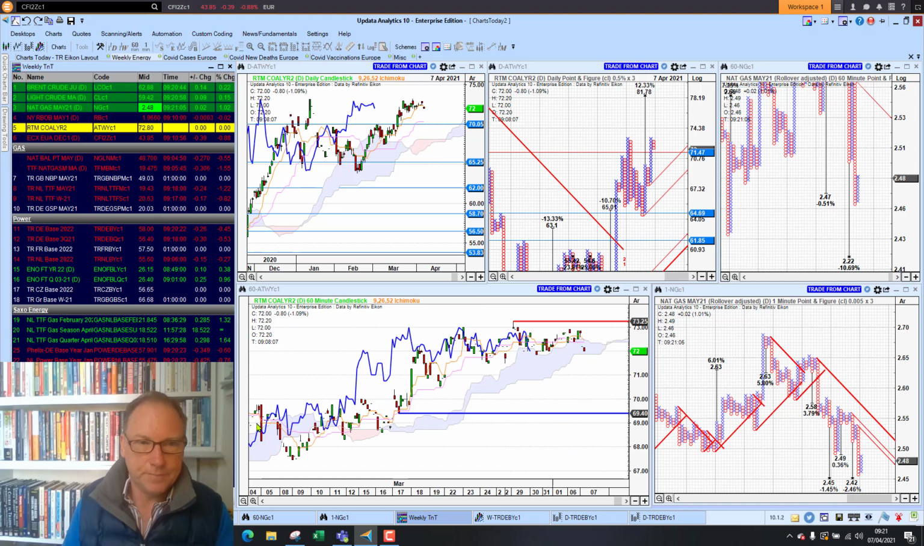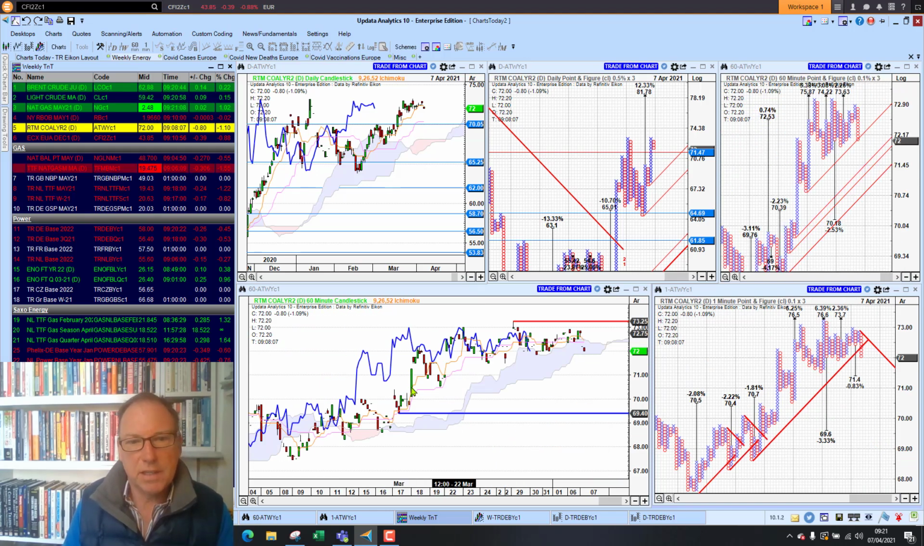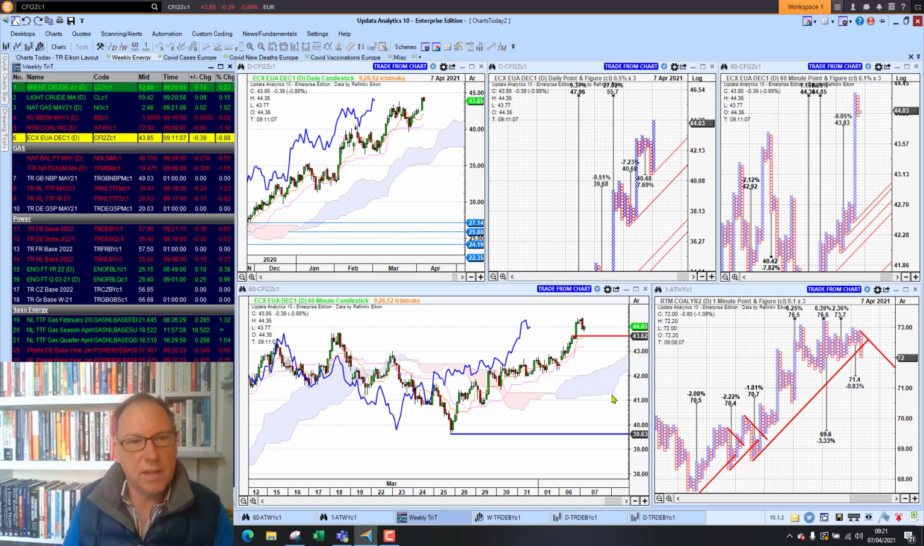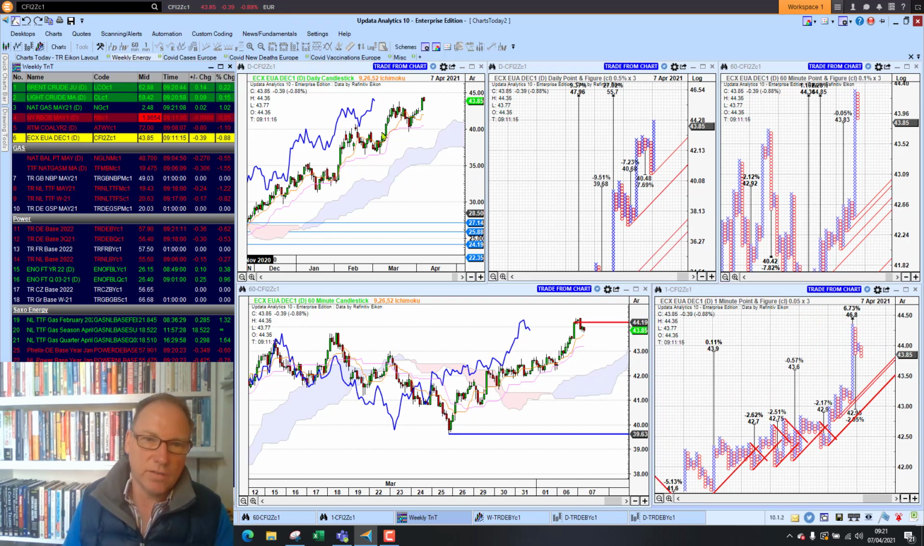Coal sitting at 72.80, on the verge of breaking out. We need to break that 73 level convincingly, but we've got good upside targets. Looks like coal will do that. Emissions are down this morning, but again, the chart for carbon emissions is just stellar.